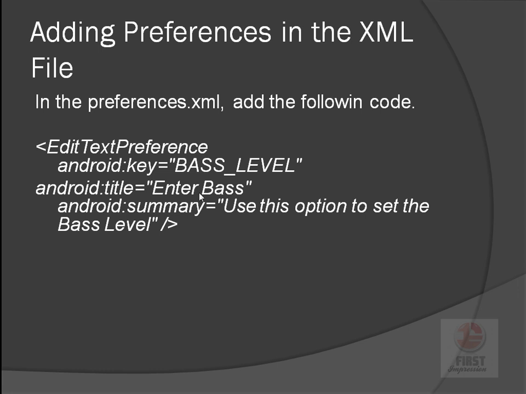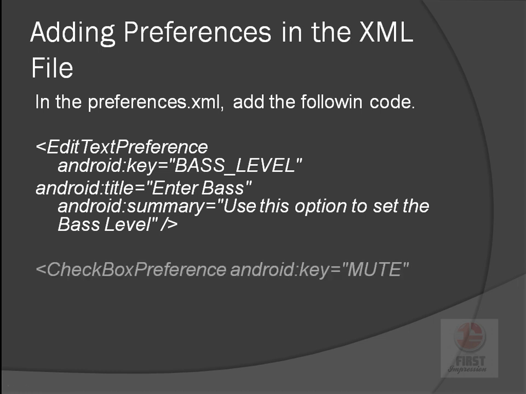The title of this is Enter base. That is the title which will appear at the top of the preference activity. And the summary is Use this option to set the base level. This is for the first preference. This preference is of type edit text, so we have EditTextPreference.